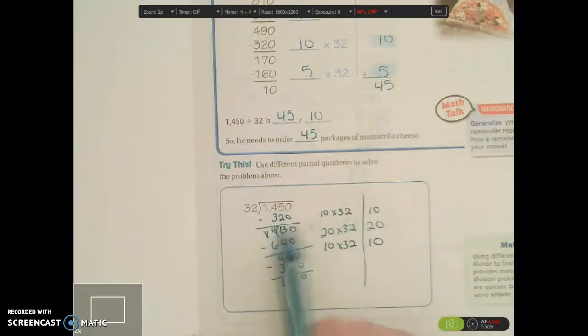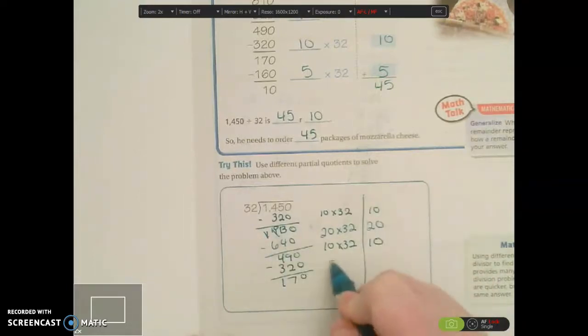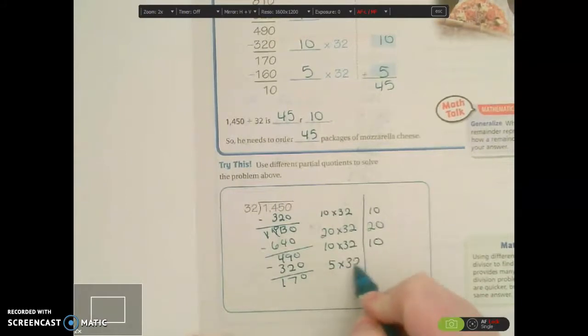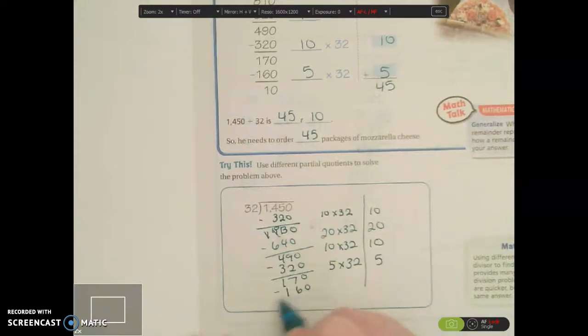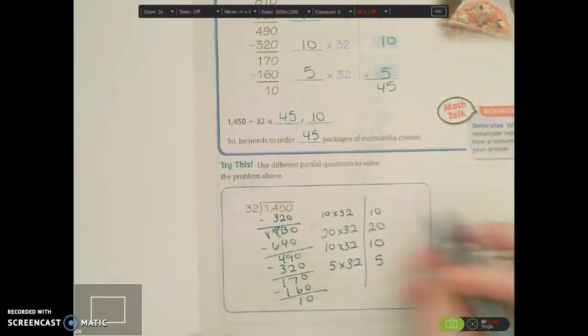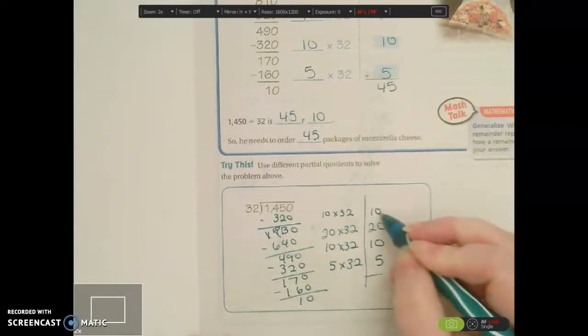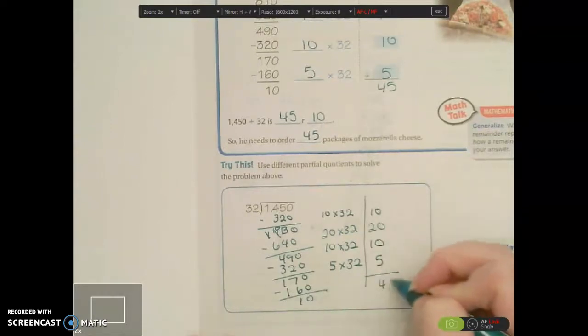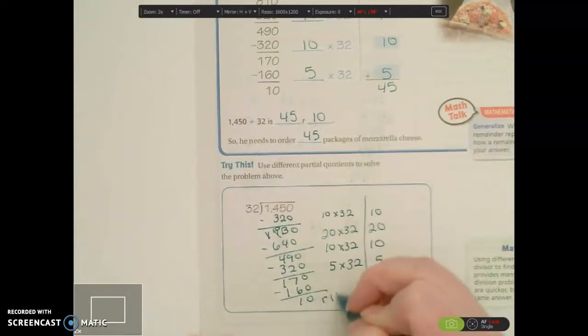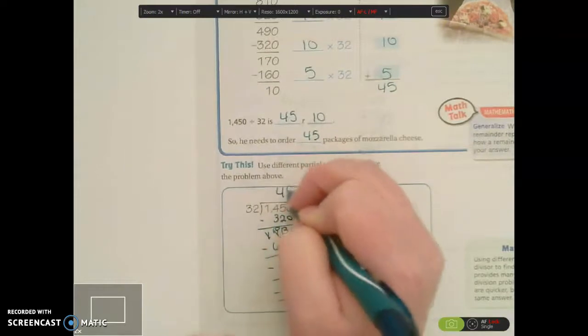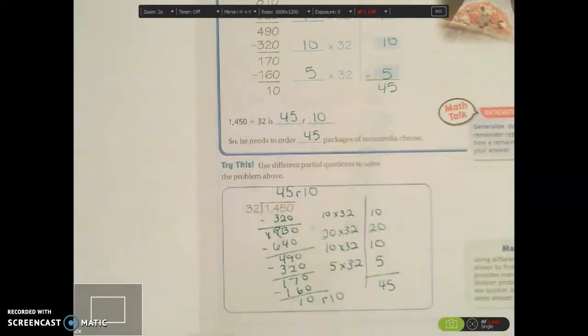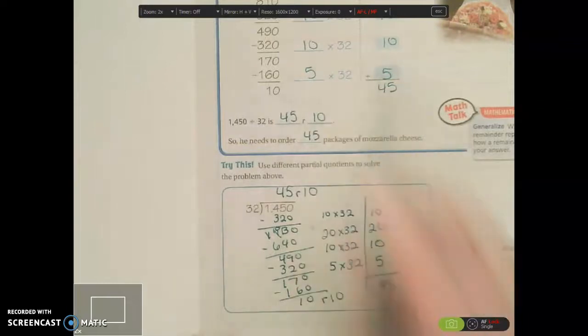So 160 is going to be half of that, so 5 times 32. 160, subtract, 10. So we add this all up, 20, 30, 45, remainder 10. So 45, remainder 10. So as you can see, these two are the same problems, but you can do it different ways and get the same result.